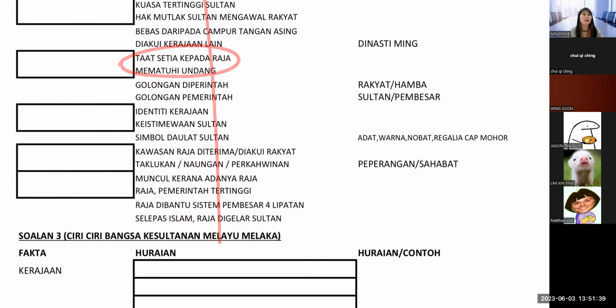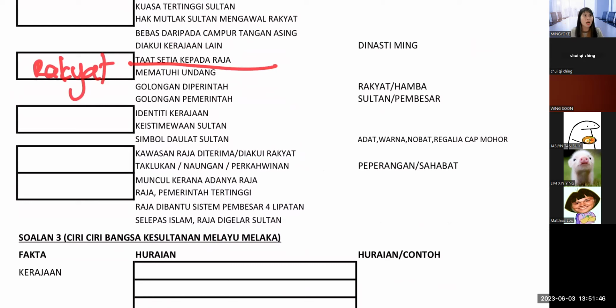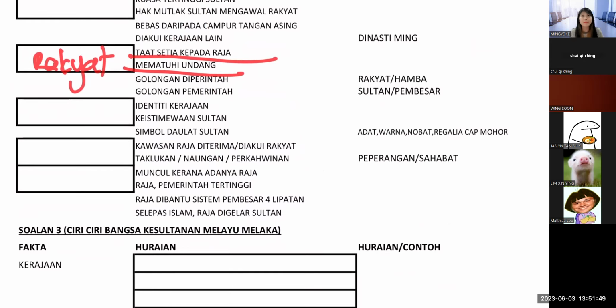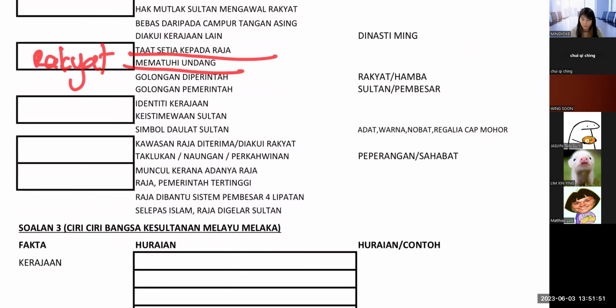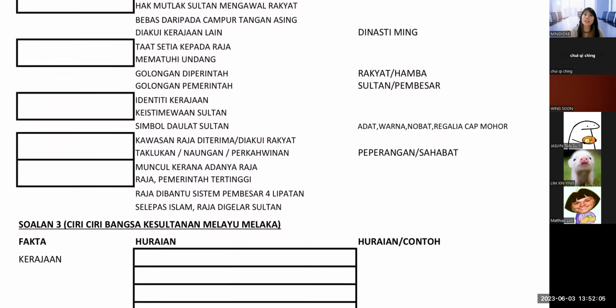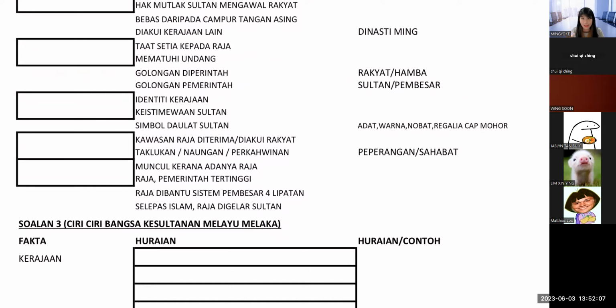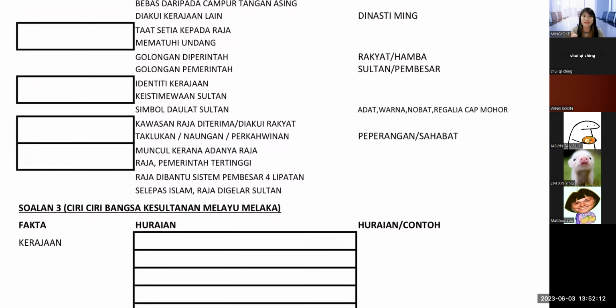Taat setia kepada raja. Okay, so is rakyat. Rakyat perlu taat setia kepada raja serta mematuhi undang-undang. Selain itu, rakyat terdiri daripada golongan diperintah seperti rakyat dan hamba. Selain itu, rakyat juga terdiri daripada golongan pemerintah, iaitu sultan dan pembesar, like that. So you practice using memorizing skill plus using your skill in forming your sentence.